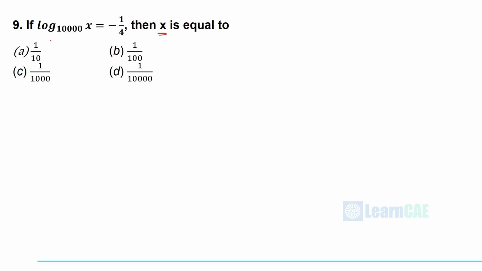equal to. Here you have to take antilog on both sides, or you have to raise this minus 1 by 4 in the power of 10,000. Let us write the question. Log x to the base 10,000 is equal to minus 1 by 4. Therefore, x will be equal to 10,000 to the power minus 1 by 4. So this can be written as 10 power 4 the whole power minus 1 by 4. Now we can multiply the powers. So this will be 10 power minus 1. So the answer is 1 by 10. This is equal to x. Option A.